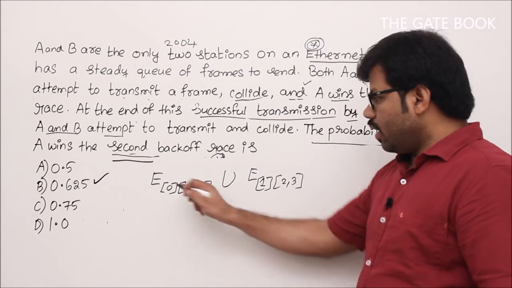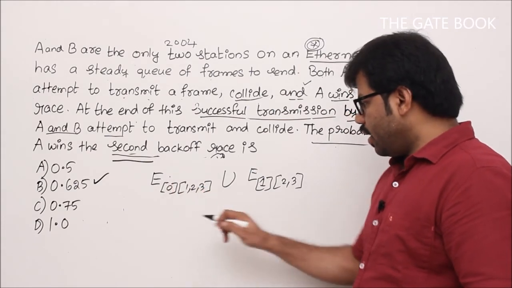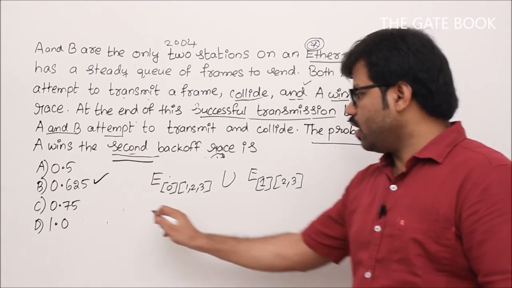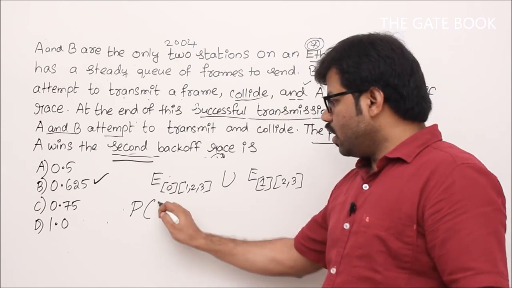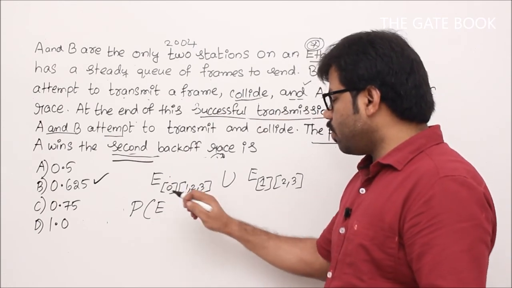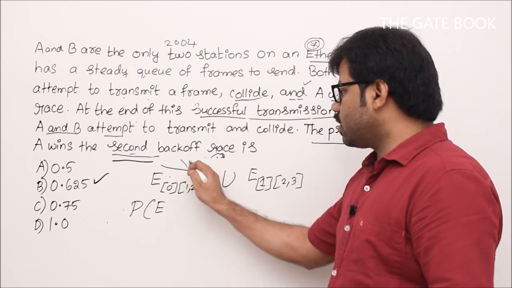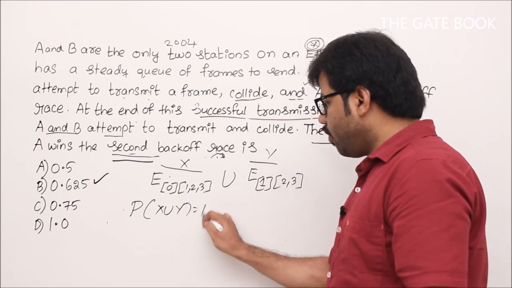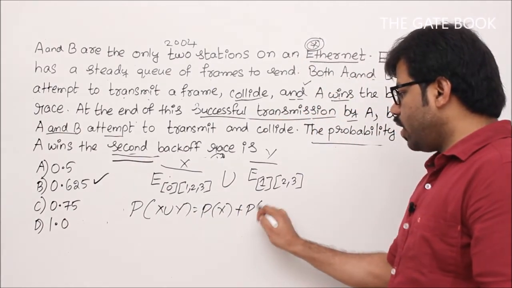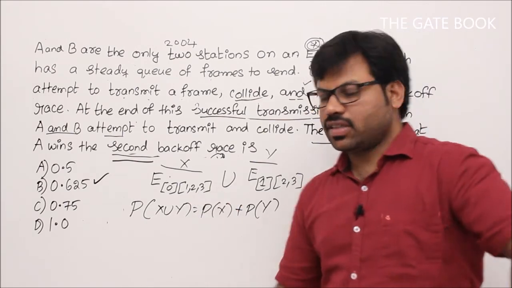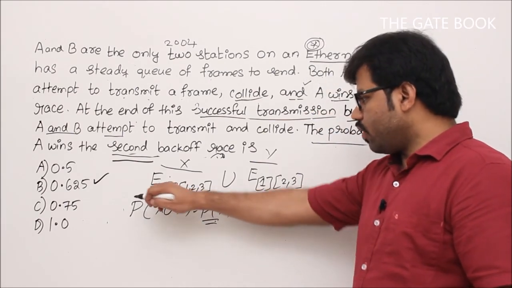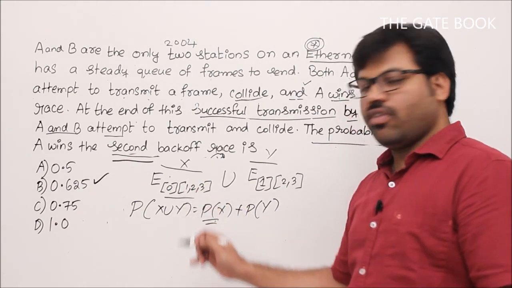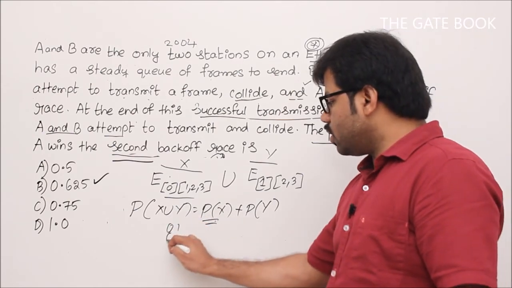So we know that A getting 0 and A getting 1 are different events, mutually exclusive events. That's why if you compute the probability of these 2 events, let's call them X and Y. Probability of X union Y is nothing but probability of X plus probability of Y, because they are mutually exclusive events. Now what is probability of X? It is the probability of the event where A gets 0 and B gets 1 or 2 or 3. For that, favorable cases are (0,1), (0,2), (0,3).